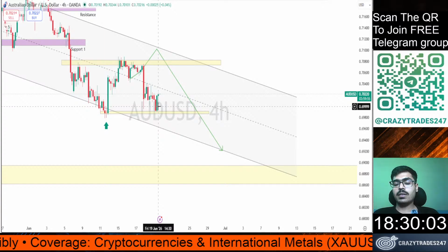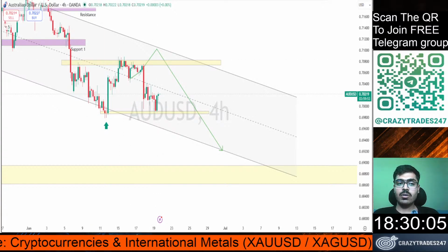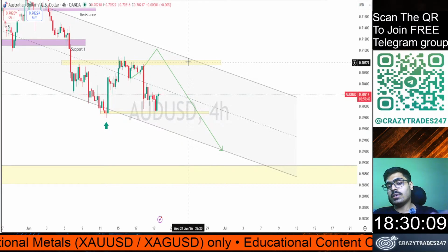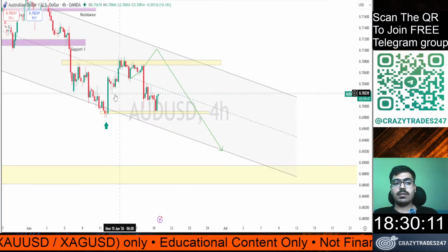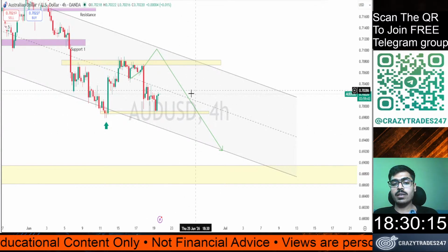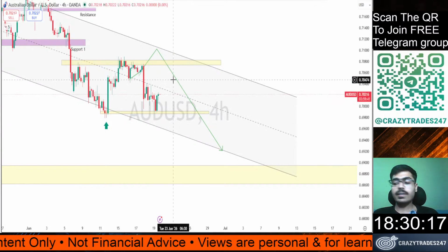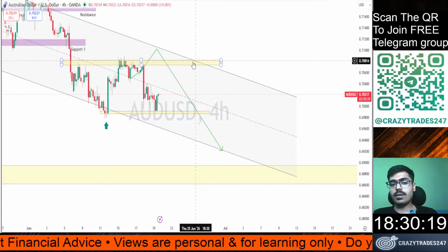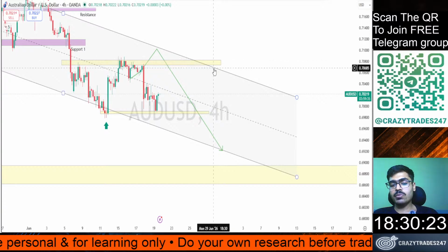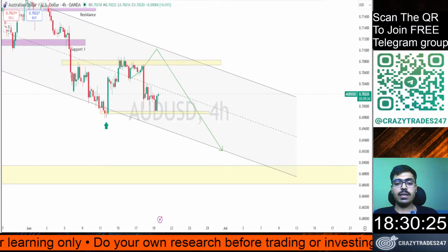But I don't feel like AUD USD will give some short. I mean, AUD USD won't be giving a breakout below its support anytime soon. It might take some time to give that move.